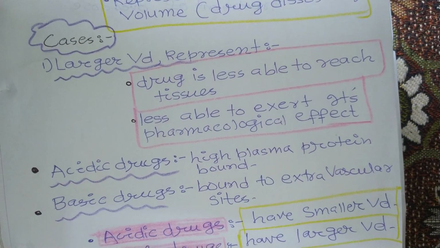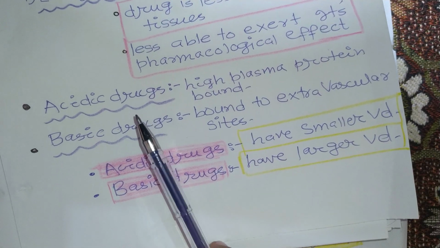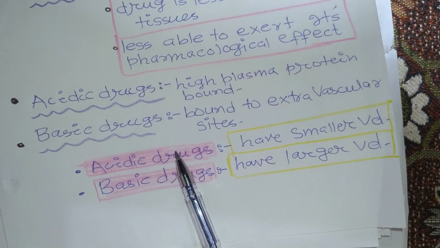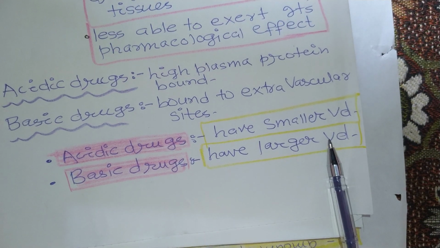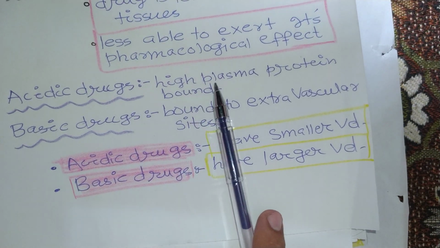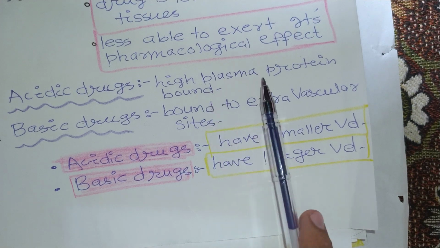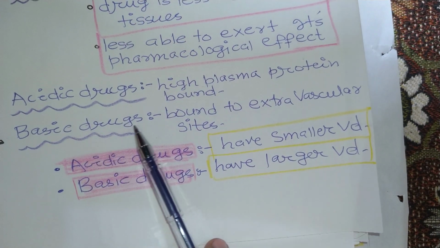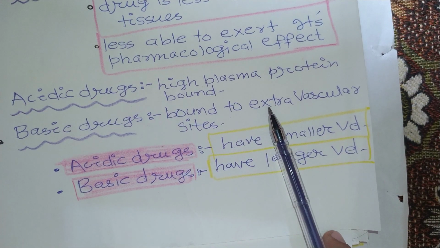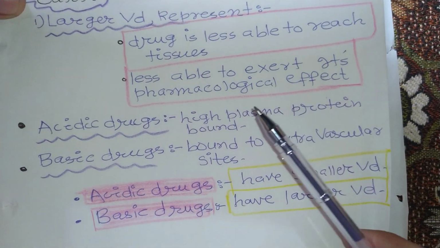Okay, then we have some of the drugs. Suppose we have acidic drugs and basic drugs. Now acidic drugs have the smaller VD and the basic drugs have the larger VD, because acidic drugs have high plasma protein binding. They bind to the proteins, so they cannot reach the tissues. Then we have the basic drugs, which bind to the extravascular tissue sites. It means they can be easily bound to the tissues.